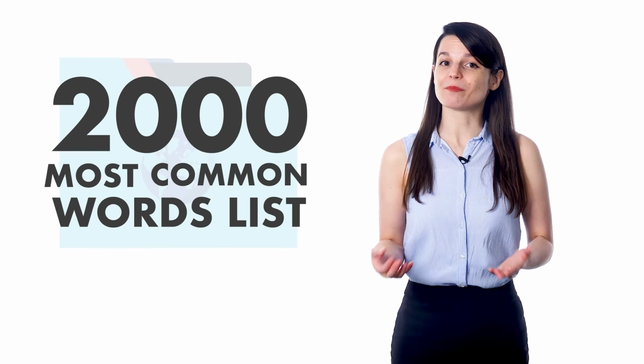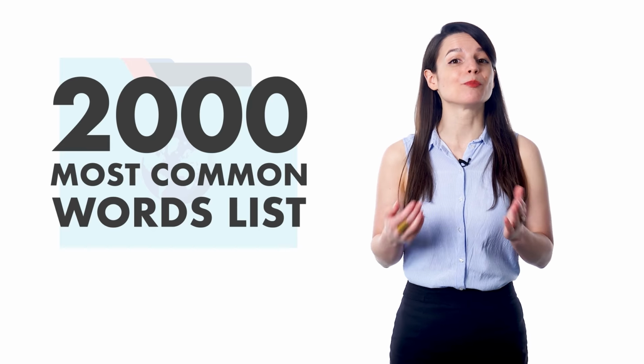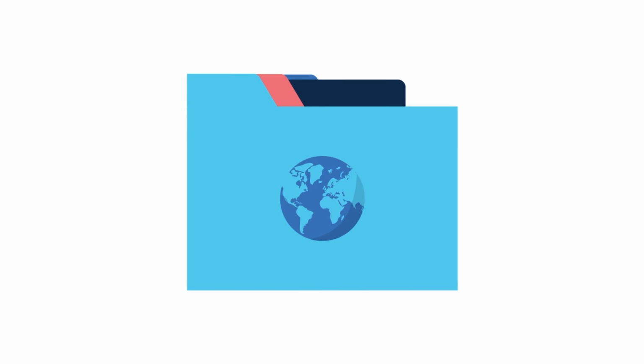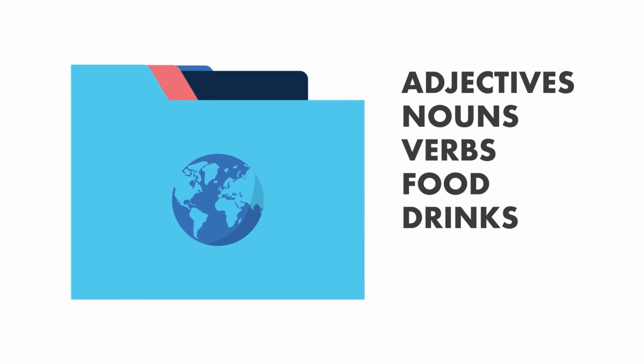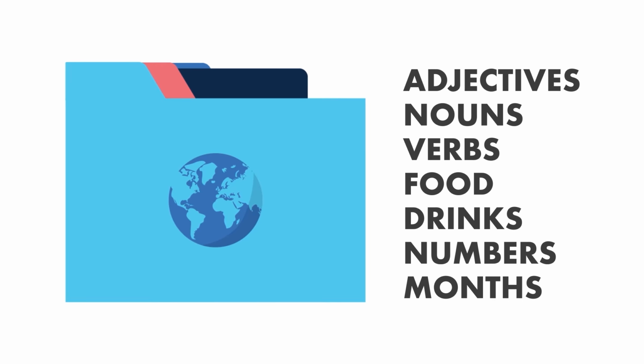With our 2,000 most common words list, you'll get access to key vocabulary words you need to boost your conversation skills. The words are broken down into simple categories, such as adjectives, nouns, verbs, food, drinks, numbers, months, and so on, so you can go category by category and focus on what you're most interested in first.